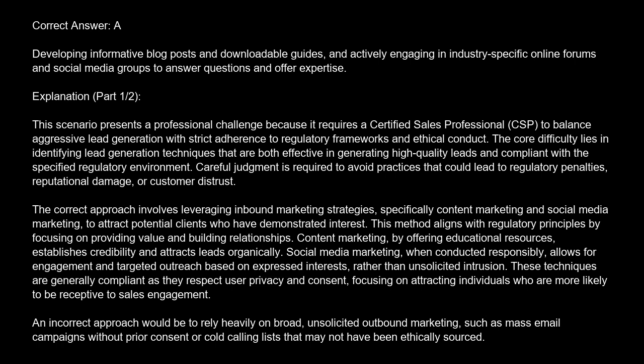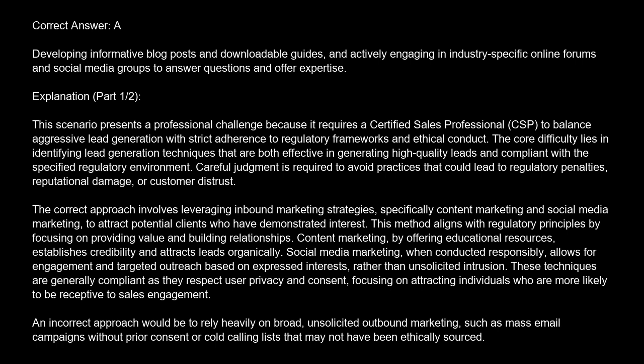The core difficulty lies in identifying lead generation techniques that are both effective in generating high-quality leads and compliant with the specified regulatory environment. Careful judgment is required to avoid practices that could lead to regulatory penalties, reputational damage, or customer distrust. The correct approach involves leveraging inbound marketing strategies, specifically content marketing and social media marketing, to attract potential clients who have demonstrated interest.